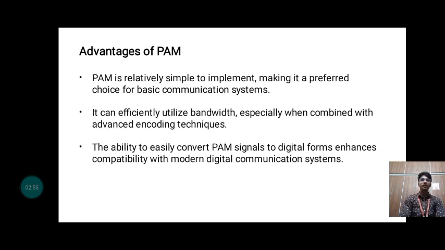PAM is relatively simple to implement, making it a preferred choice for basic communication systems. It can efficiently utilize bandwidth, especially when combined with advanced encoding techniques. The ability to easily convert a PAM signal to digital form enhances its capability with modern digital communication systems.